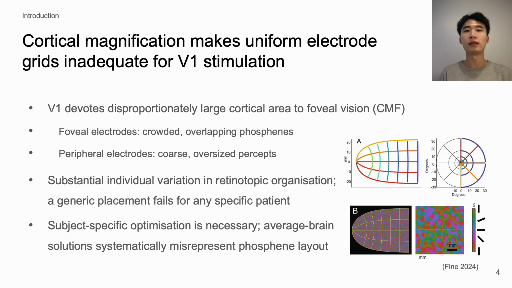So if you place electrodes on a uniform grid, the foveal electrodes produce crowded, overlapping phosphenes, while the peripheral electrodes produce coarse, oversized percepts. A uniform grid is simply the wrong tool for V1. On top of that, retinotopic organization varies substantially from person to person. So a generic average brain placement will systematically misrepresent the phosphene layout for any specific patient. The conclusion is that implant placement has to be optimized per subject.